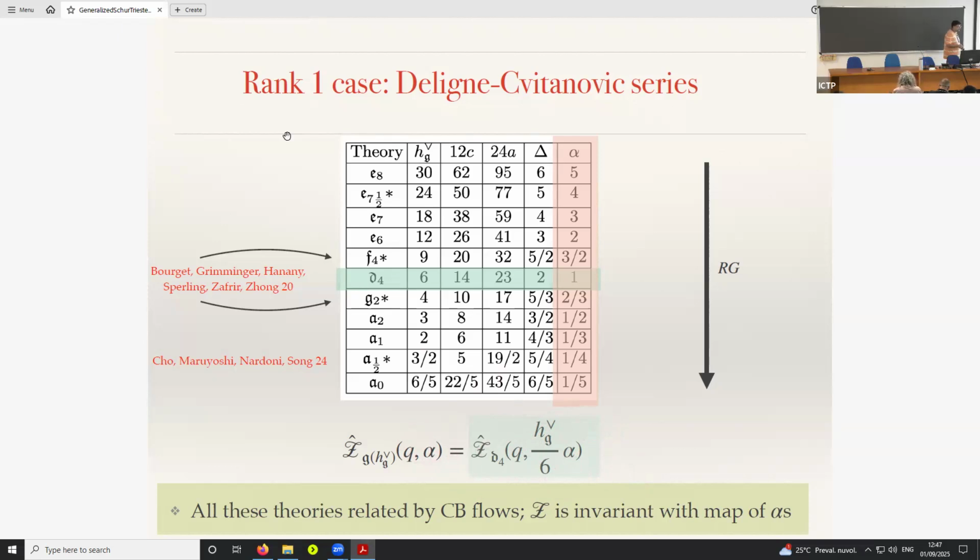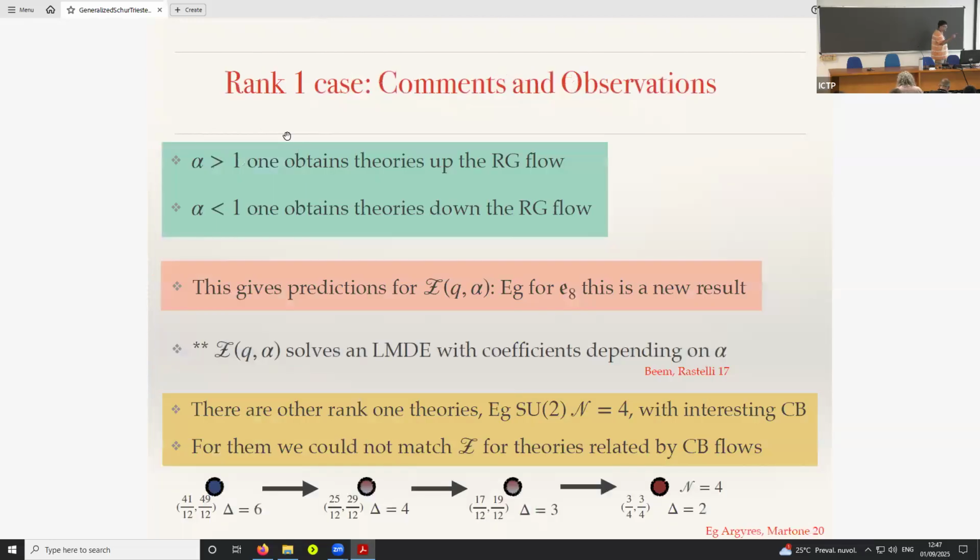Is there some way you can capture this using anomalies, because you're really mapping the 4d central charges? Yes, so very soon I will get to anomalies. When it works and when it doesn't work, it's related to anomalies, but again, it will be an experimental observation.